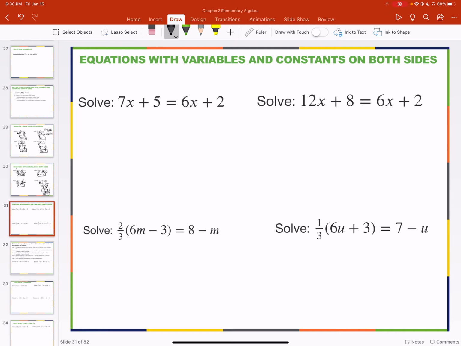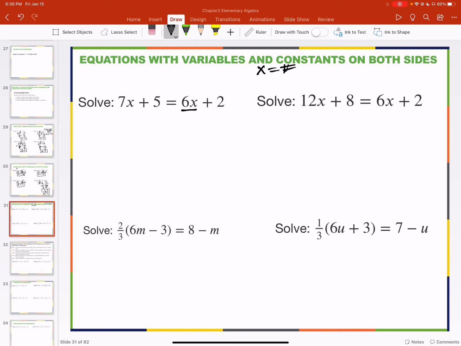So what is the goal? The goal is that we want the x or u or whatever the variable is equal to some number, right? Like 6 or 10 or whatever. So in this case, we're going to have to do some kind of manipulating. So let's say we want the variables to be on the left.